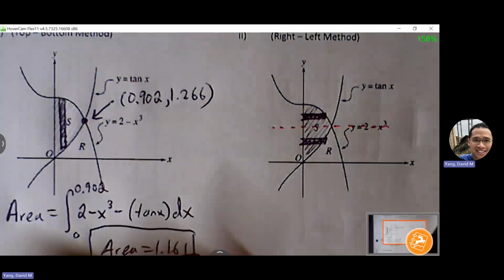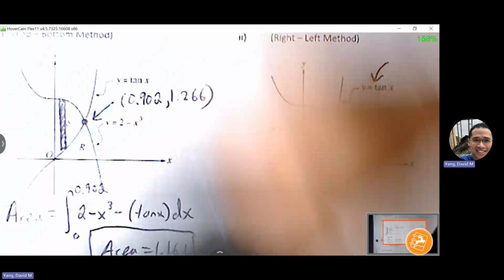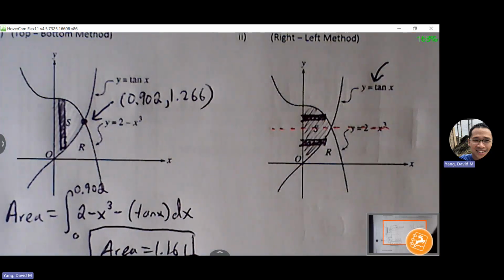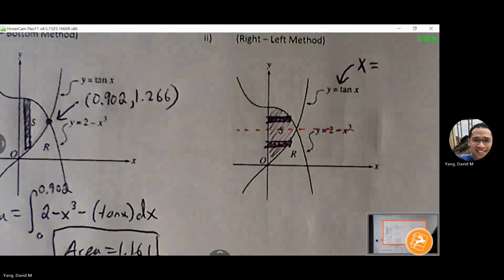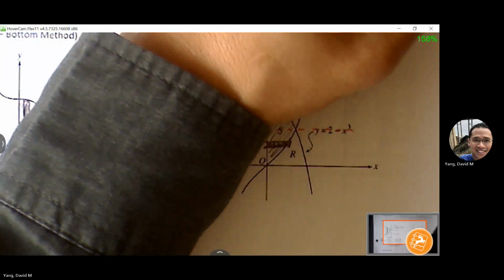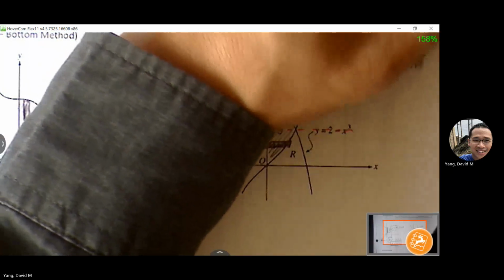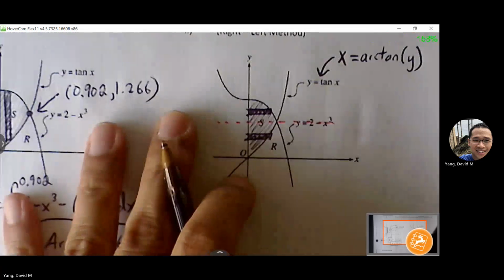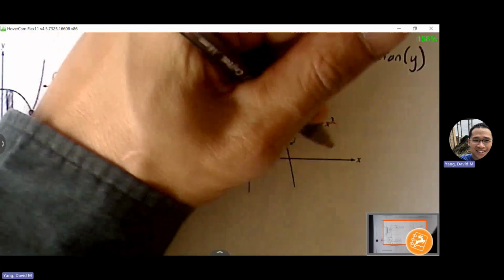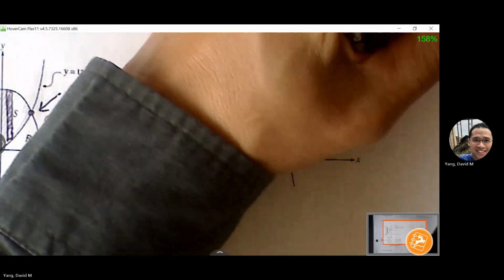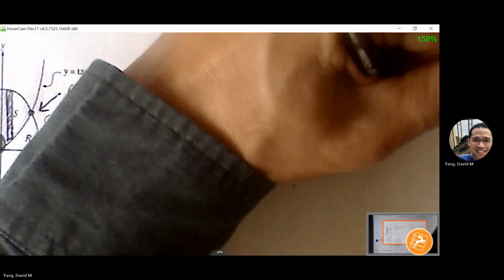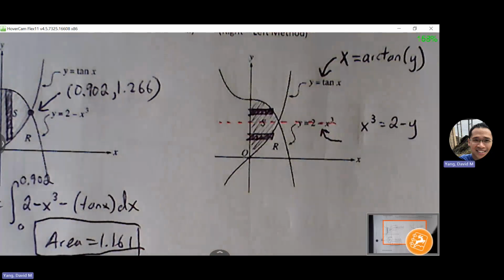Okay, my equations have to be in a different form. So how can I write y equals tangent x in a form in terms of y here? Yeah, inverse, right? Or arctangent. Right. And then let's also rewrite the equation in the proper form. y equals 2 minus x cubed. If I want to solve for x, I get x cubed equals 2 minus y, cube root both sides.